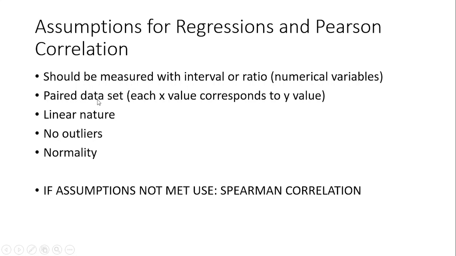You'll have to have your data set paired. So for each x value, you'll have one y value. It should be linear. If it's not linear, if you draw the graph and it's not linear, then you cannot do correlation. You cannot even do Spearman correlation because this requires linearity as well. No outliers. If you have outliers, you can do Spearman correlation. Normality: only the y values should be normally distributed.